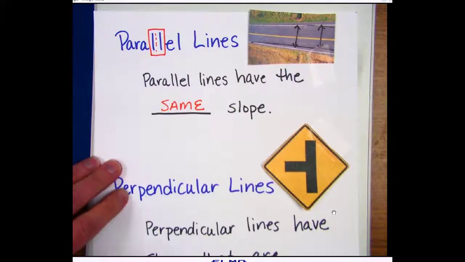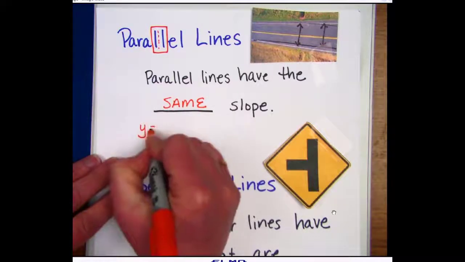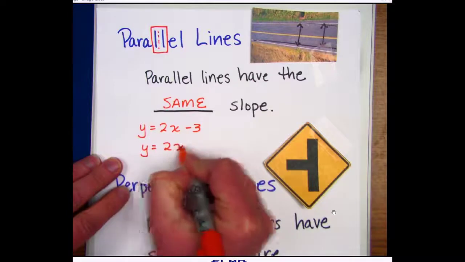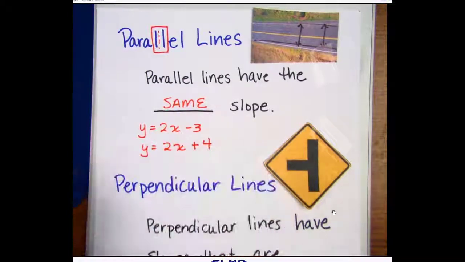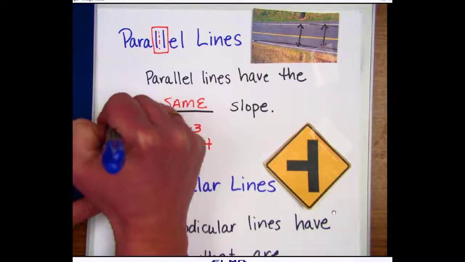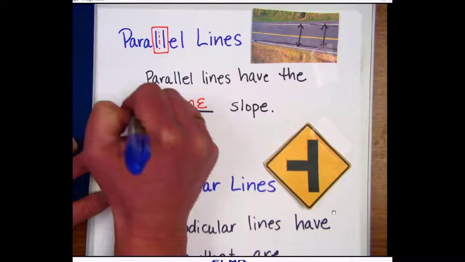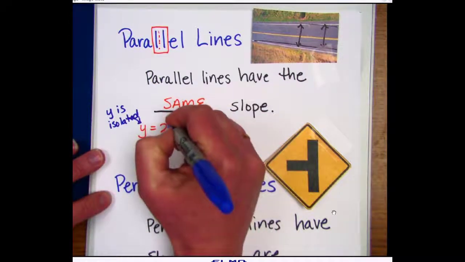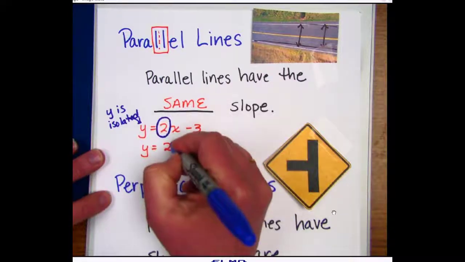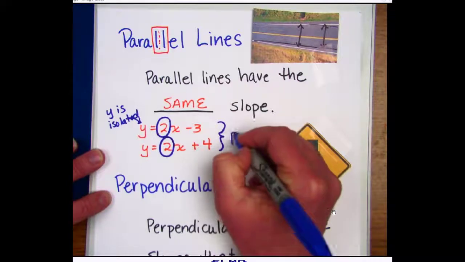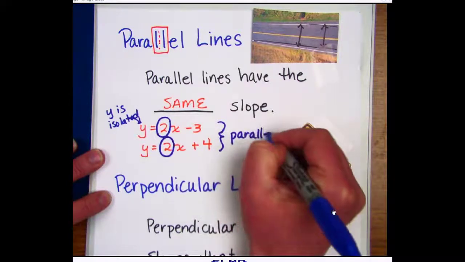Now remember, if something is in slope-intercept form, we can find our slope as the number in front of x. And to be in slope-intercept form, y is isolated all by itself on one side, nothing or nobody else with it. And then we can read off the slope. In this case, my slope would be 2. In this case, my slope would be 2. And so these would be parallel lines.